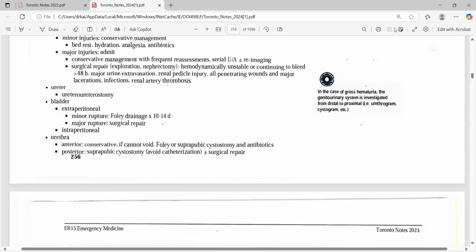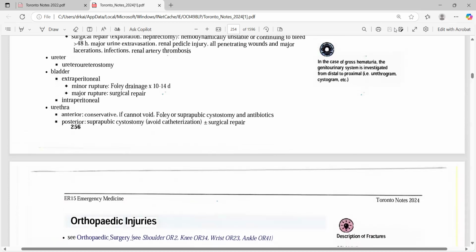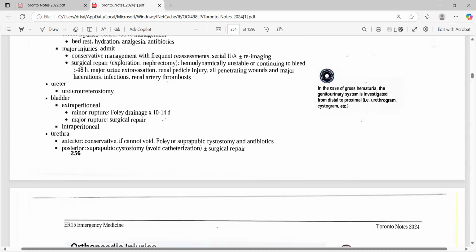In urethral injury, management is basically conservative: if the patient cannot void, Foley's or suprapubic cystotomy, and antibiotics. Sometimes they ask what you are going to do if you cannot place the Foley's catheter and you need to drain. Basically suprapubic cystostomy. For the posterior urethra, you do suprapubic cystotomy and surgical repair. In case of gross hematuria, the genitourinary system is investigated from distal to proximal.